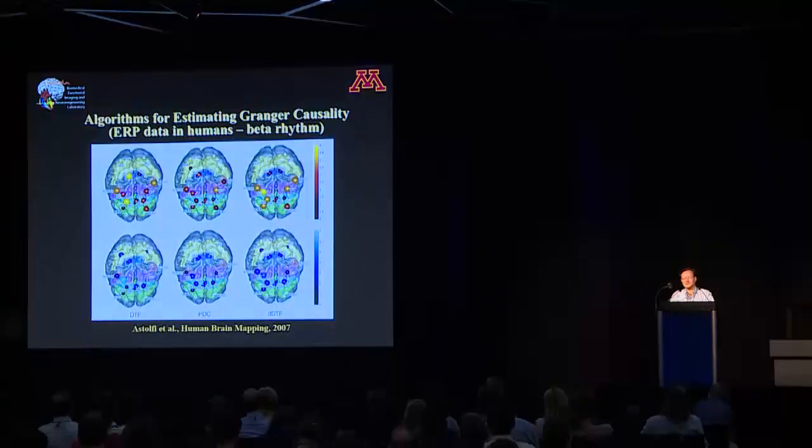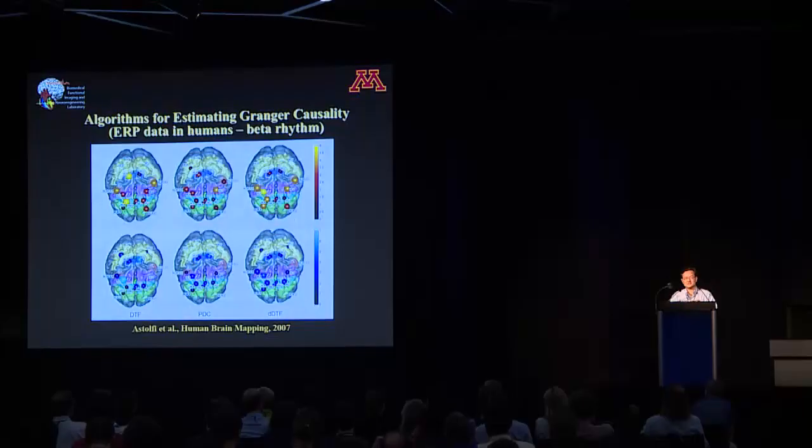Another is that we need more studies on various algorithms to estimate Granger causality, not to mention non-Granger causality models such as DCM. In this particular case, Astolfi in 2007 did something very interesting. Although some computer simulation results suggest that DTF, PDC or DDTF have some differences, when applied to ERP data in humans, the results show that the pattern is actually quite similar.